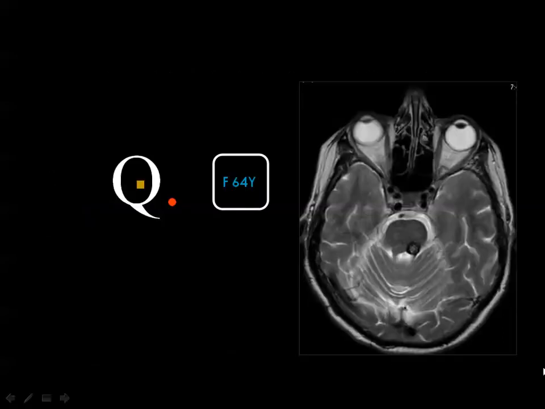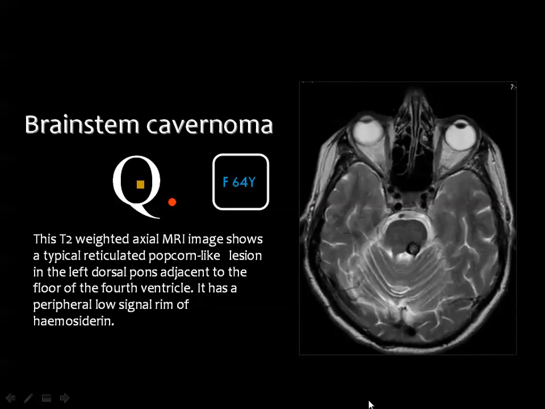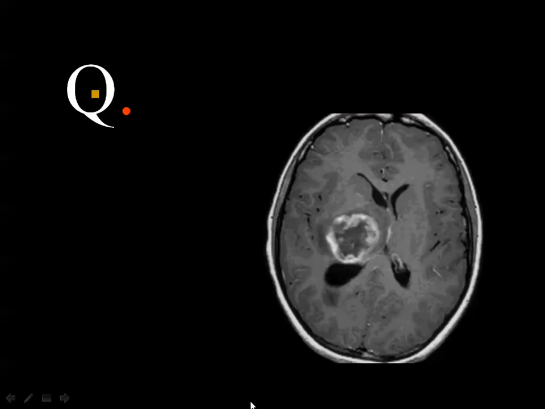64 years old female with this lesion in the posterior part of the pons. What do you think? Yes, and this lesion is very characteristic because of the low signal, jet black hemosiderin rim, diagnostic of brainstem cavernoma. The most common presenting symptom of cavernoma is seizures, but brainstem cavernoma never presents with seizures, but presents with brainstem symptoms.